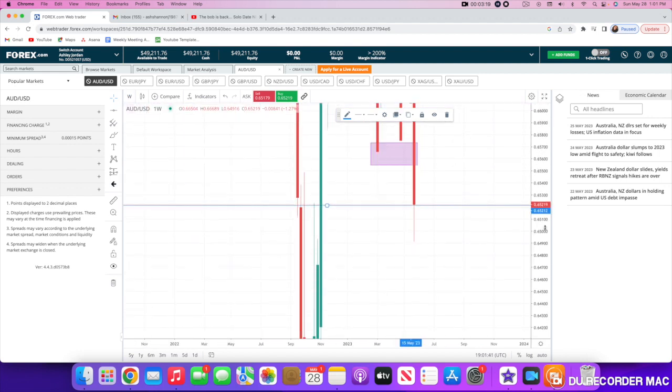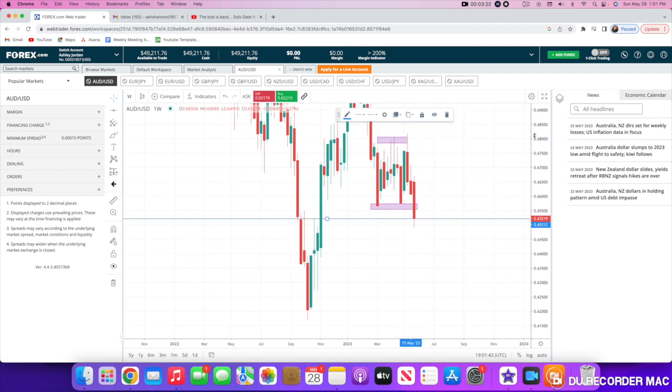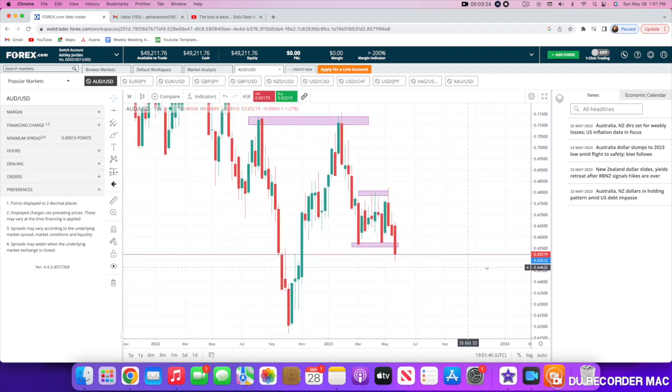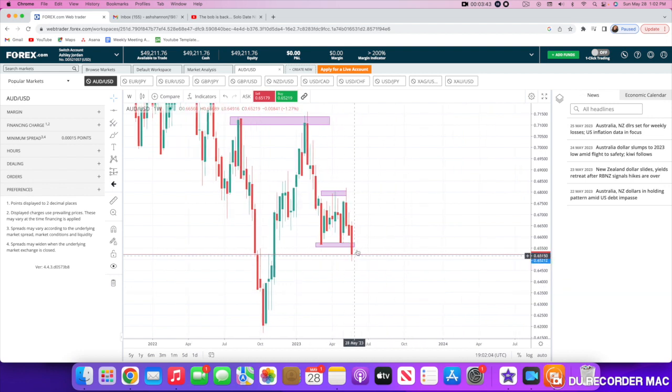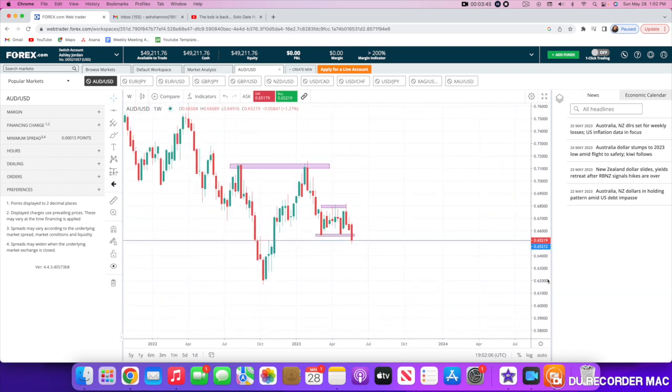Let's see what we've got coming in for the week. As of right now, like I said, last week I did put a few trades in on AUD. I would love to see AUD get all the way down to this point, all the way down to this 62,000 mark. I more than likely will be putting in a position on AUD.